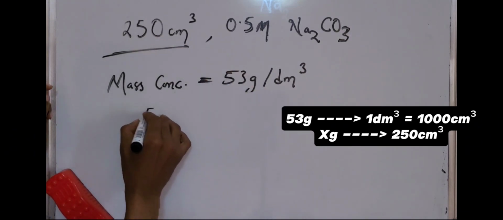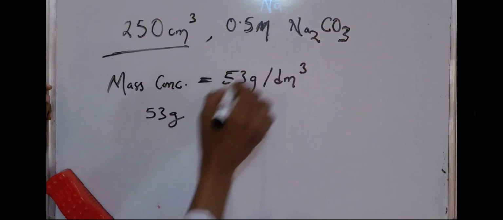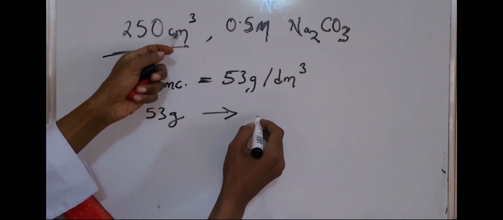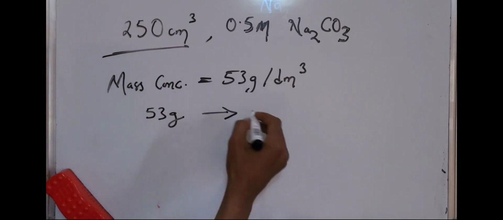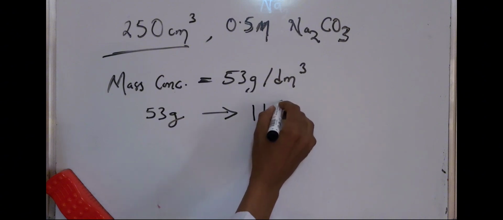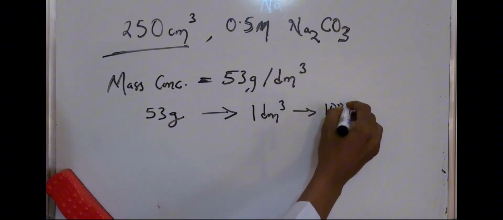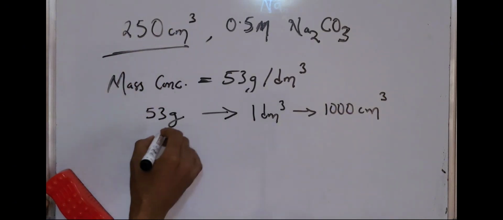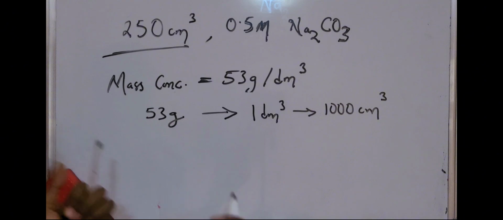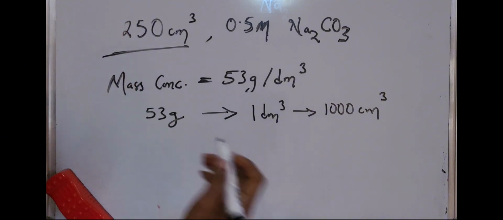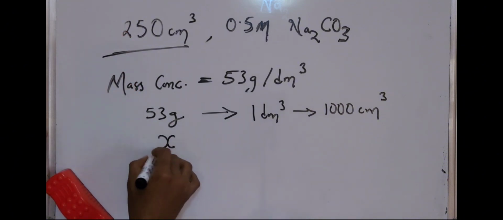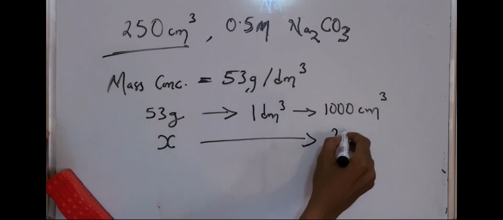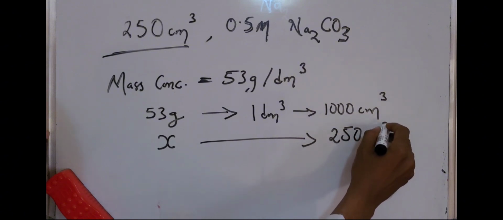So this means 53 gram of sodium carbonate in 1 dm cube. This is cm cube, right? And you know 1 dm cube is 1000 cm cube. So I could write 1 dm cube, which is 1000 cm cube, because we are working in cm cube. So you now ask yourself, since we want to know how much we're going to weigh to prepare this, that's what we want to know. So let's call it x, we don't know it. In how much? 250. So I have 250 cm cube.